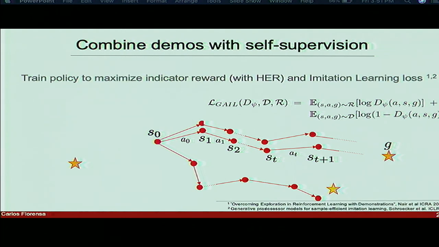So the main idea that we propose is to combine demonstrations with self-supervision, everything that I was talking about in the first part of the talk. Basically, we also maximize the indicator reward of exactly matching the goal, which was never observed, but because we use hindsight experience replay, we're able to observe this reward as often as we want.